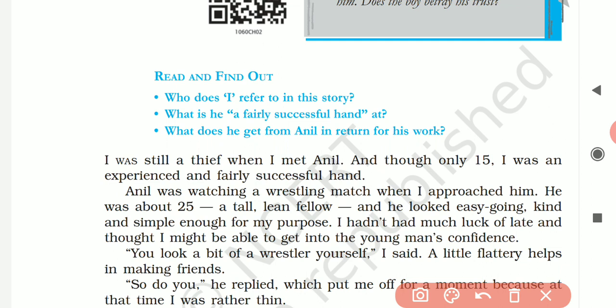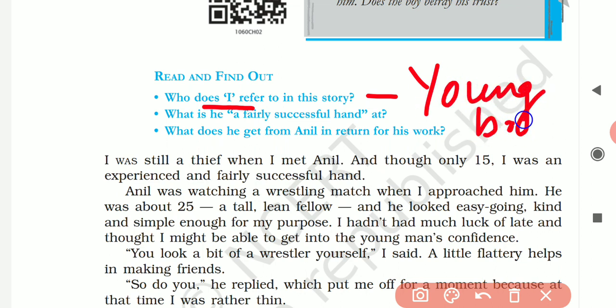In this particular story, dear children, as we begin, you will find that many times the word "I" has been written. This is a pre-reading activity, so we will try to understand who "I" refers to. Here "I" refers to the young boy. It's the story of the young boy.